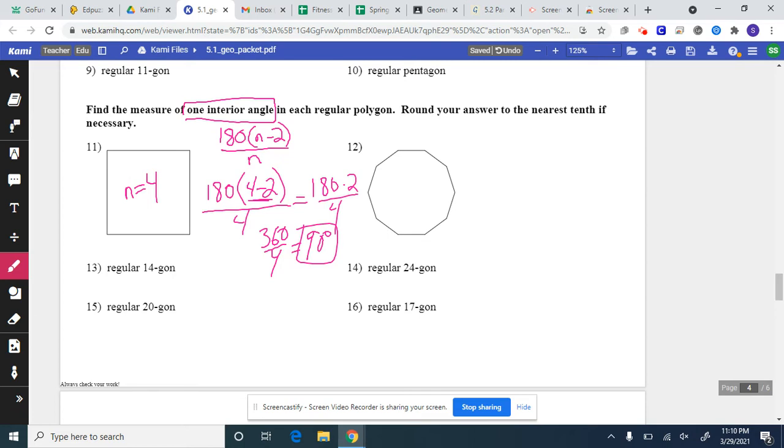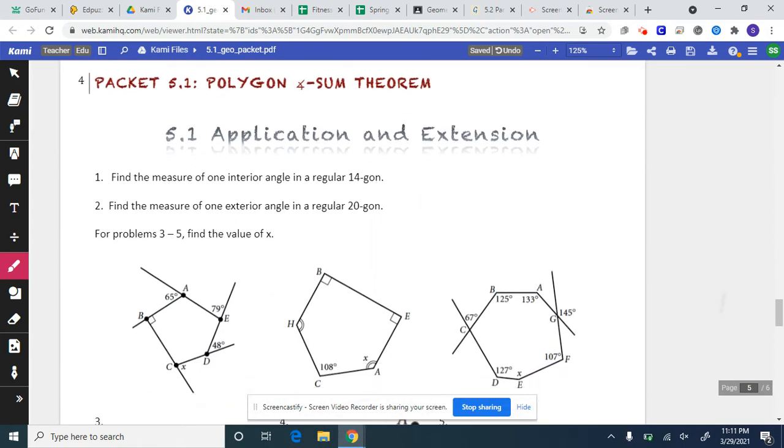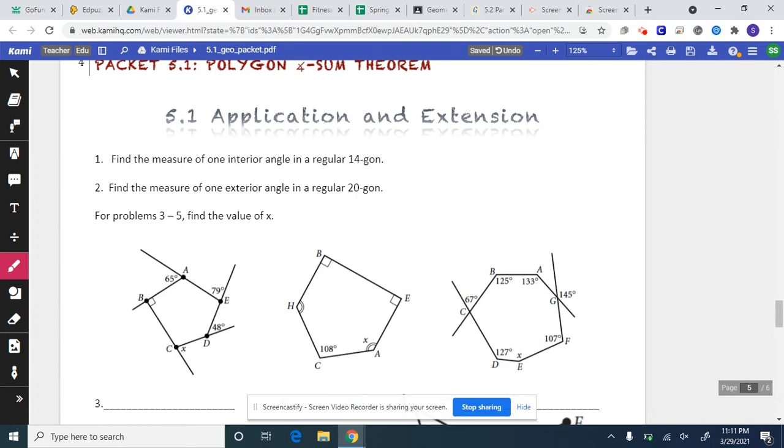Okay, so that's how you do that section. That takes care of the practice. On the next page, we have the application and extension. And 1 and 2 are just like the ones that we did in the practice. So you're going to have to pay attention to what it's asking for, and you can go back to the practice to remind yourself how to do it, to refresh yourself.